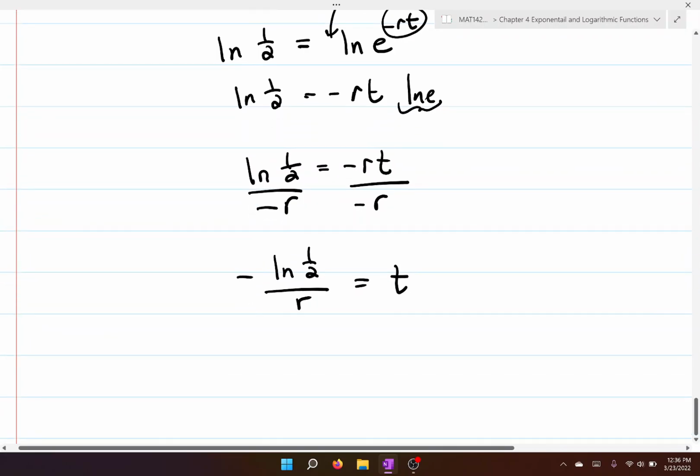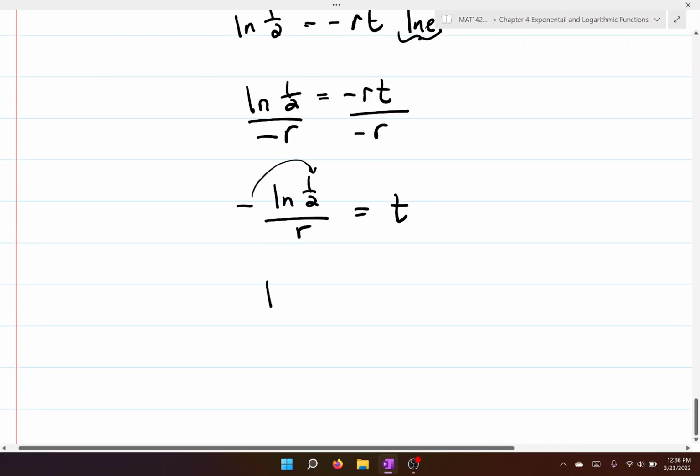Okay? But this is where you got to be careful, okay? Because you got to remember this negative we can actually put back up there, all right? And I'm going to write it like this first.